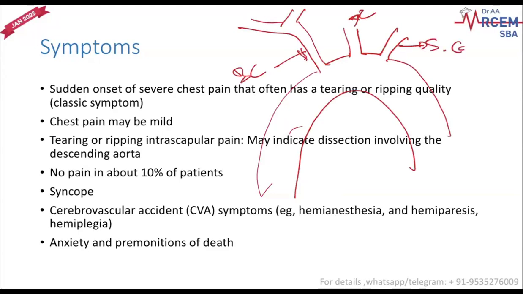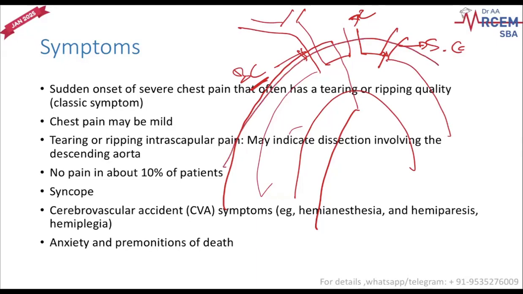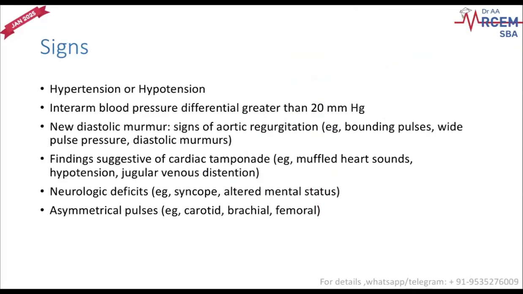You need to be aware that if the dissection is involving only this region, that means the brachiocephalic artery is involved, but the common carotid and especially the subclavian artery are not involved. Only at that point of time, the difference between the right upper limb and the left upper limb blood pressure will be seen. If the entire arch of the aorta is involved, this differentiating factor between right and left upper limb will not be seen. You need to be very much aware of this.